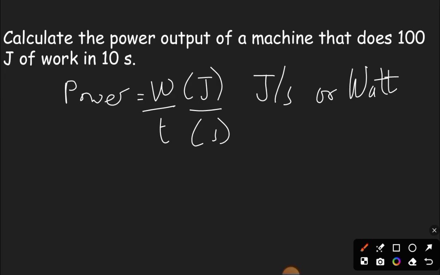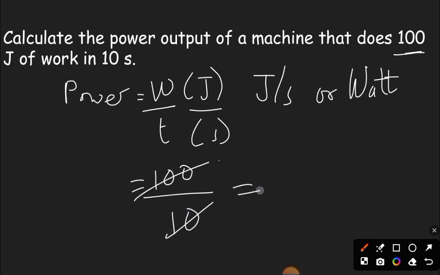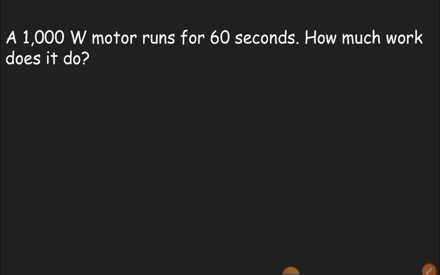So looking at this question, we have work to be 100 joule over the time, which is 10 seconds. So cancelling out, you are going to have 10 watts or 10 joule per second. Kindly pause the video and try this question. A 1000 watt motor runs for 60 seconds. How much work does it do?